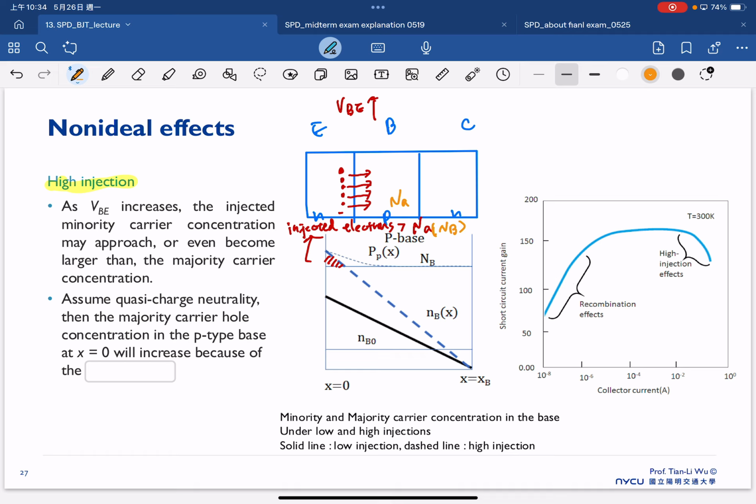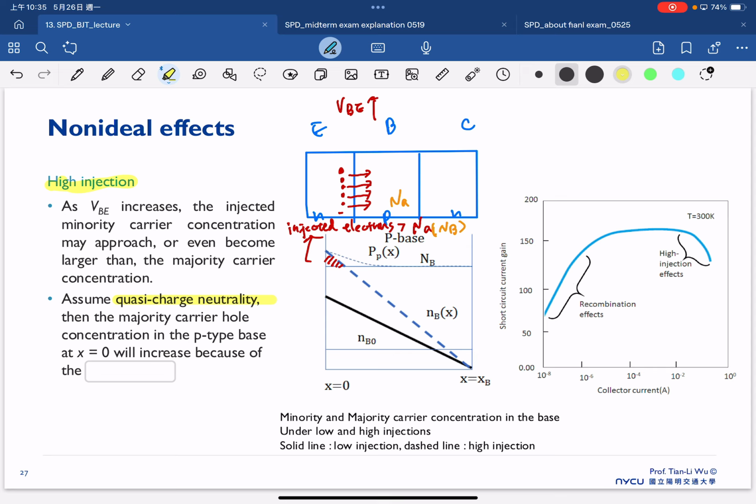So then we start to consider this as the high level injection. As VBE increases, the injected minority carrier concentration may approach or even become larger than the majority carrier concentration. Now we have to assume what we call quasi-charge neutrality. In the end, the overall system will maintain the neutrality, which means that the electron and hole should be in a certain balance.